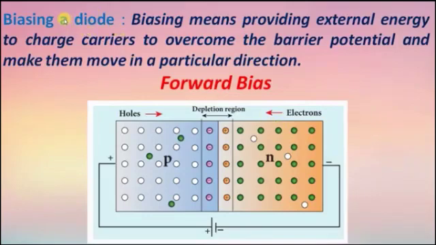Next we will see biasing a diode. Biasing means providing external energy to the charge carriers to overcome the barrier potential and make them move in a particular direction. The charge carriers can either move towards the junction or away from the junction. The external voltage applied to the PN junction is called the bias voltage. Depending on the polarity of the external source, it is divided into two types of biasing: forward bias and reverse bias.